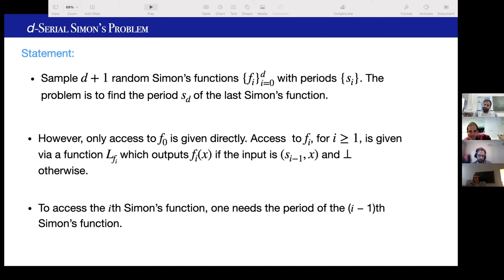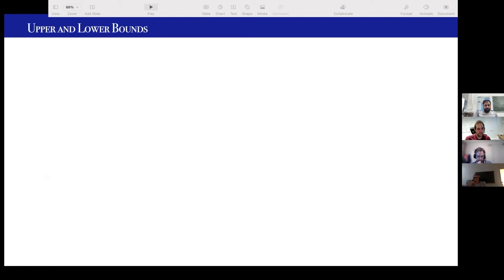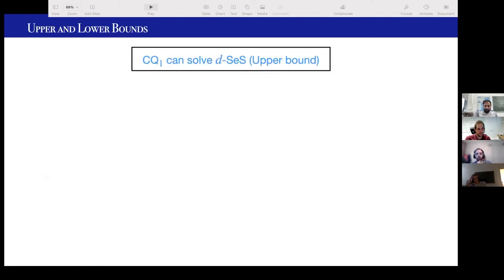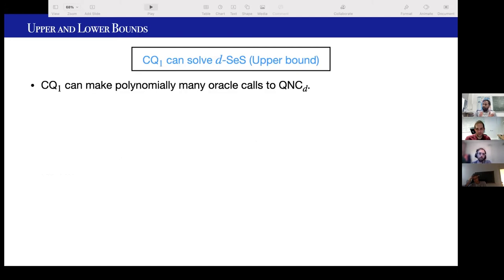So the intuition was this: if you could somehow force this sequential thing into the problem, then this might be a candidate problem where QNC^0 would not be able to solve it. And first of all, could CQ1 solve it? It's easy, because CQ1 has access to polynomially many QNC^0 circuits, and it has classical post-processing also. So in one step, it can call its polynomially many QNC^0 circuits to solve Simon's problem, and it can solve the last problem as well. So it just takes one step. This is very simple.